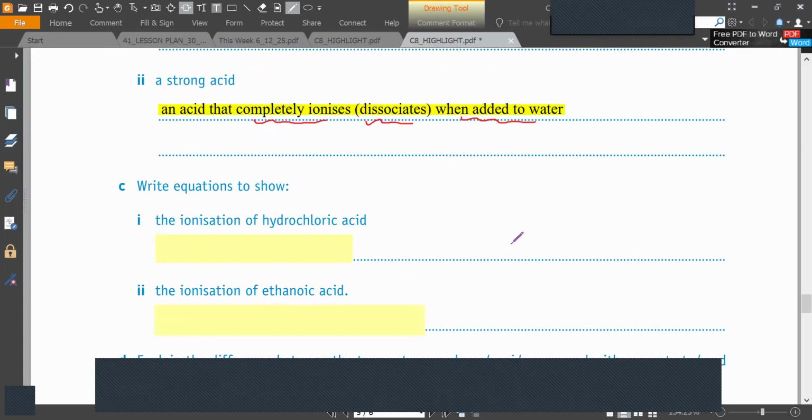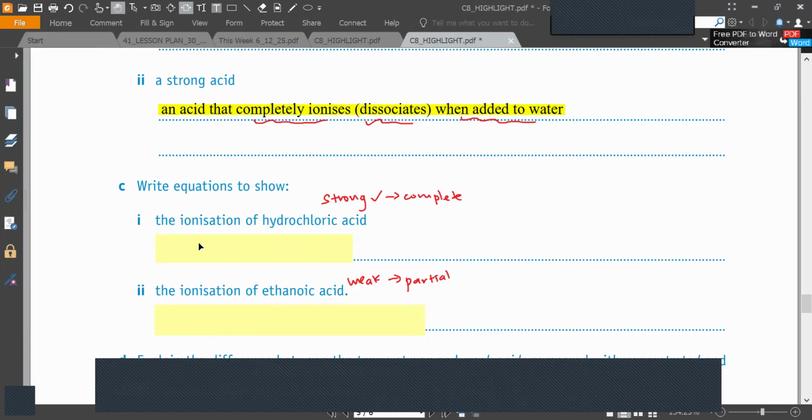Write equations to show ionization of hydrochloric acid and ethanoic acid. We know that hydrochloric acid is a strong acid, so it completely dissociates. Ethanoic acid is a weak acid, so it will dissociate partially. This is partial dissociation. This is complete.